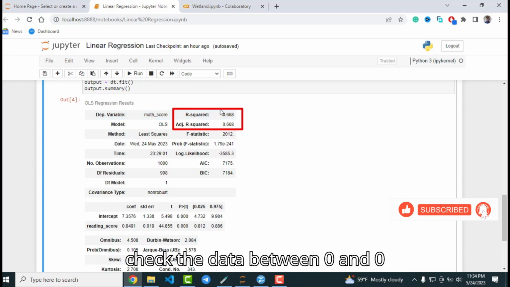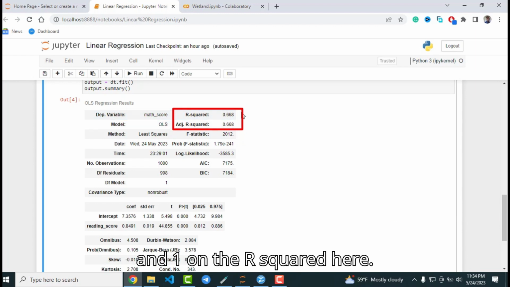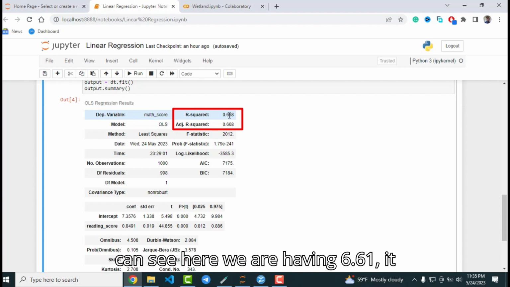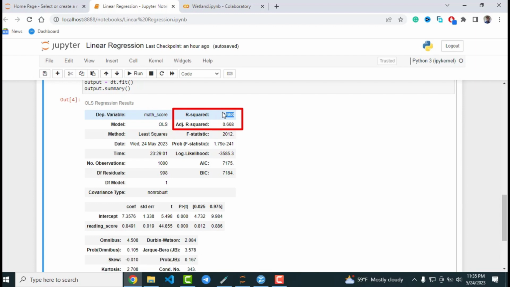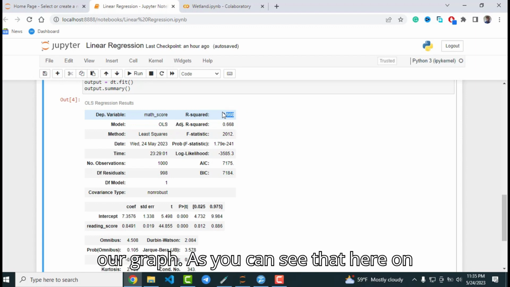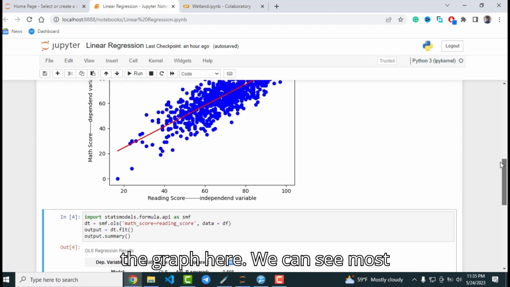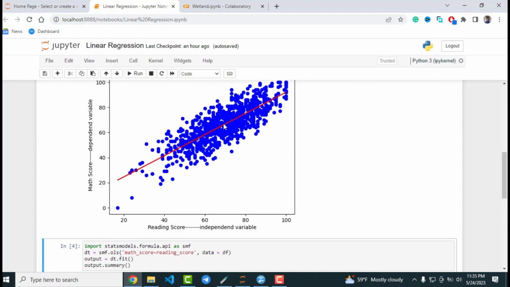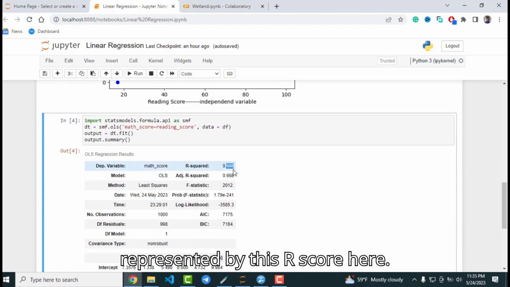We normally check the R squared between 0 and 1. If, for example, as you can see here, we are having 0.61, it means it is actually closer to 1, meaning most of the data is closer to the linear regression line on our graph. As we can see on the graph here, most of our data are close to this line. So this is what is represented by this R squared here.